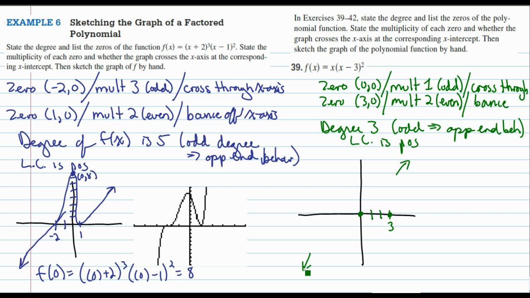So I'm going to start with my end behavior, and I'm going to approach my first 0. At my first 0, its multiplicity is odd, so the graph is going to cross through. At my second 0, the multiplicity is 2. That's even, so the graph is going to bounce off, and then I'm going to meet up with my other end behavior, which I'll just adjust that, no big deal.